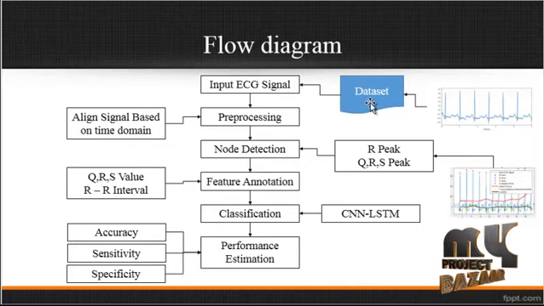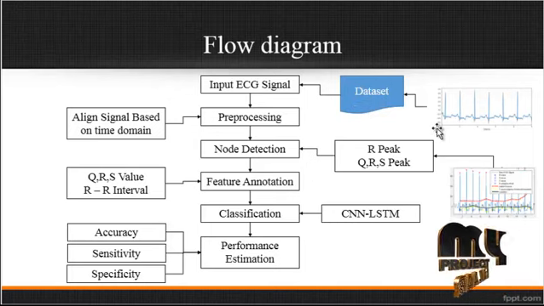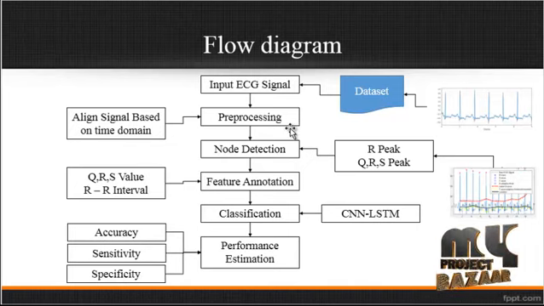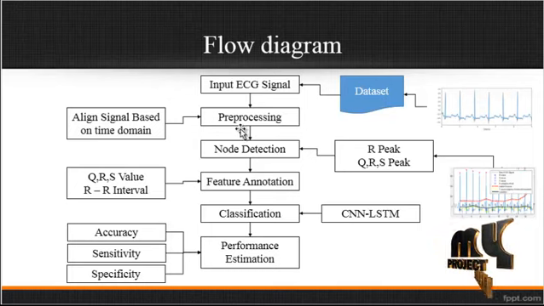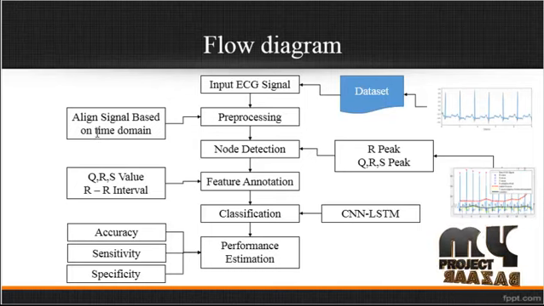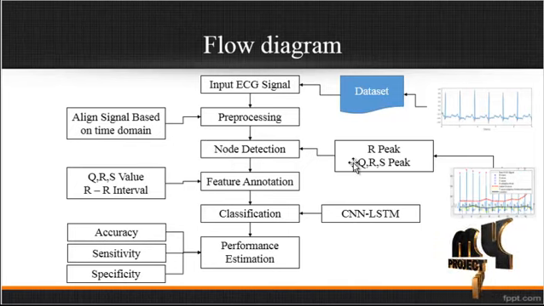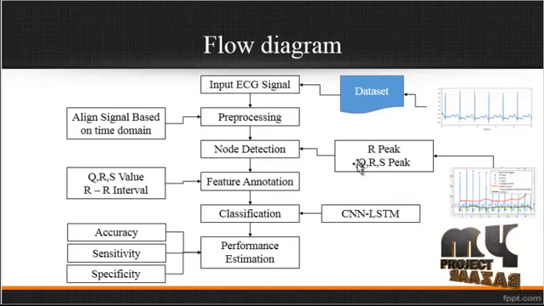At first, the input ECG signal is taken from the dataset. The dataset is the folder which consists of several ECG data. After getting any one ECG from the dataset, the pre-processing will be carried out. In this pre-processing step, the signal is aligned based on the time domain. After the signal is pre-processed, it will undergo node detection. In this node detection step, we have to detect the R peaks, then Q peaks, then S peaks. That is the QRS peak detection method.